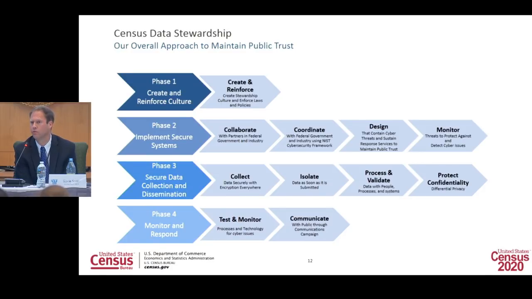And as phase four talks about, ultimately we have to continually monitor and respond to what we're doing. We have to always test and monitor what we're doing, and it's not just the technology, it's the processes we follow. We also have to make sure we're continually having the right level of communication with the public about what we're doing through a communications campaign. These are the things we're doing overall from a stewardship aspect of data to protect it with not just technology, but people and communications and processes going forward.